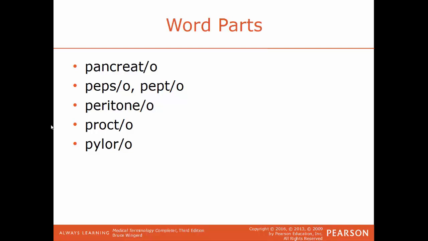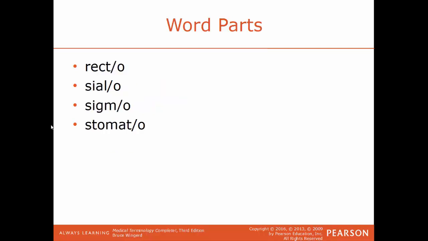Peritoneo is a reference to the peritoneum. Procto is a reference to the rectum and the anus. And pyloro is a reference to the pylorus or the pyloric sphincter. Recto is a reference to the rectum. Sialo is a reference to saliva. Sigmo is a reference to the sigmoid colon. And stomato is a reference to the mouth.